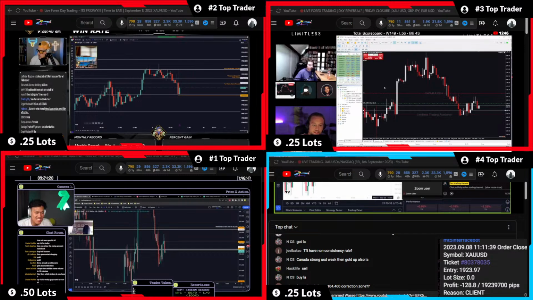Is closing. Rejection from the support level. Okay, this is a liquidity zone. I'm expecting it to move up now. I'm not joking. Then took the buy, then go drop.